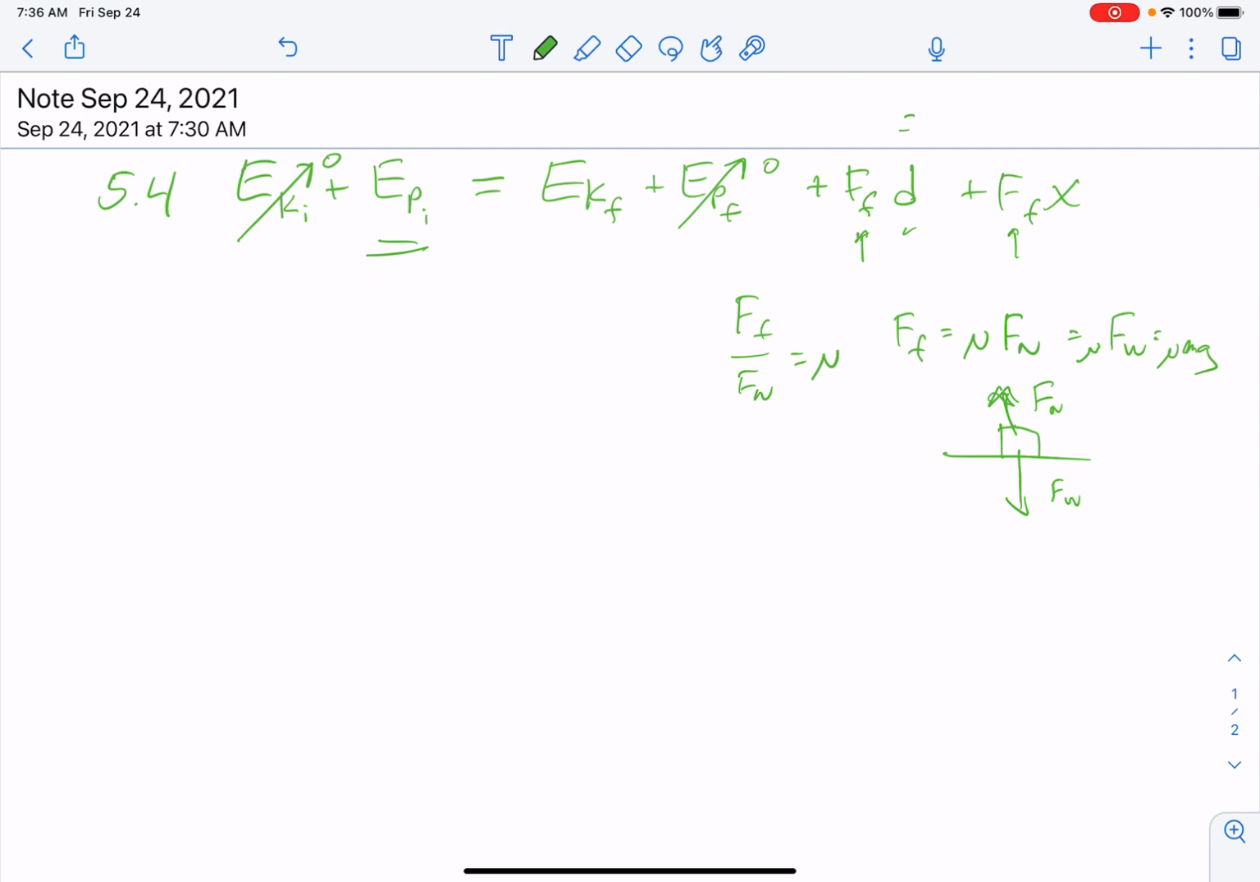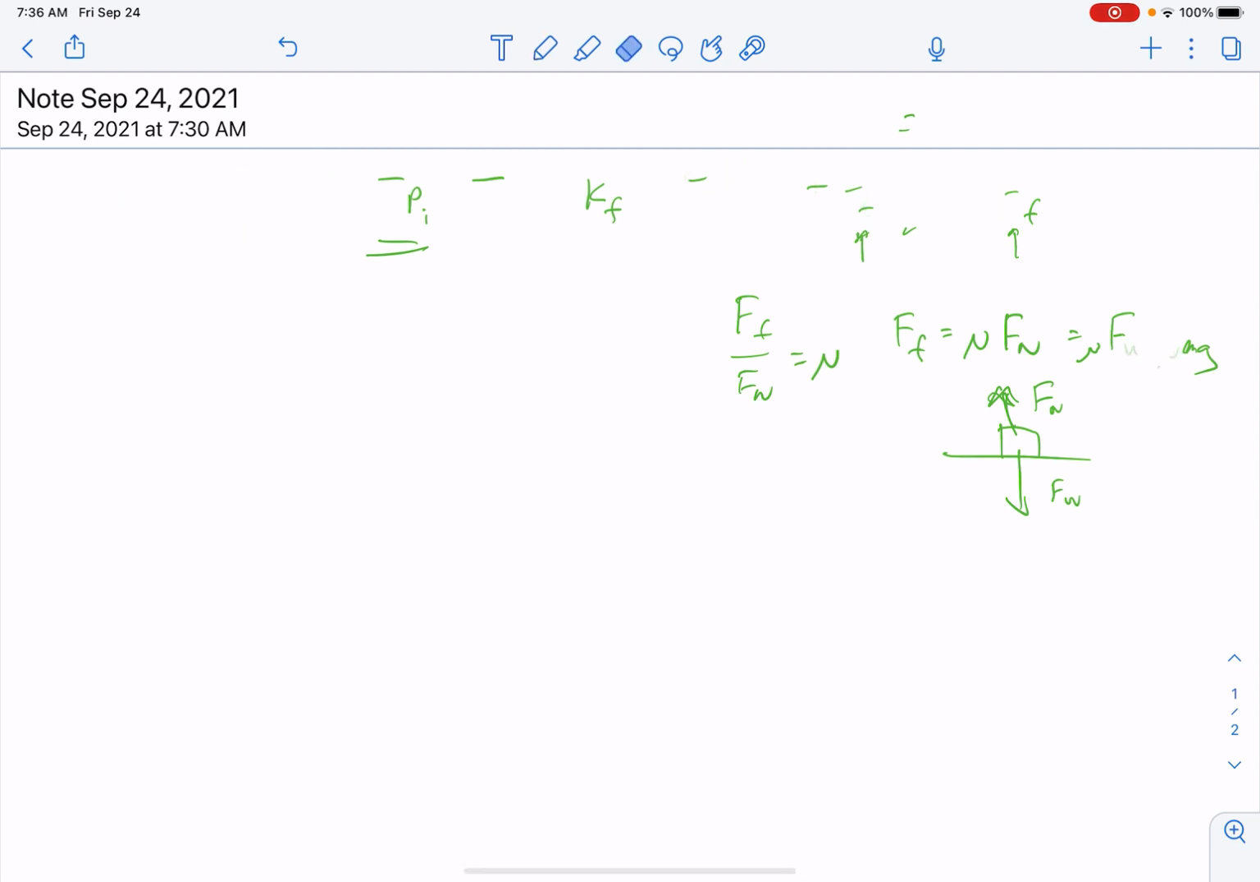All right, let's move on to the next problem. And this problem is on page 134. I'm going to erase my scrolls. Probably an easier way to do that.